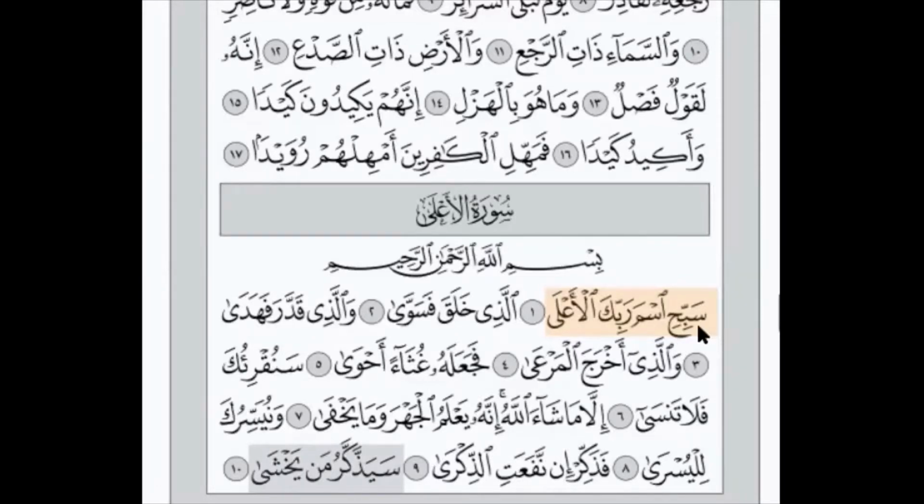In this ayah, we begin with Sabbih. Well, of course, there's a shadda on the ba. Make sure you observe the shadda. Ism. Here you have a hamzat wasl, a hamzat wasl.